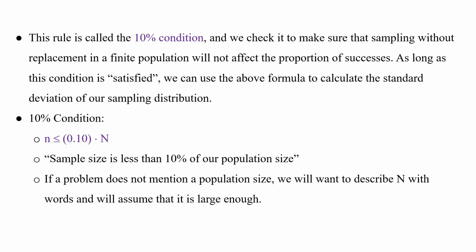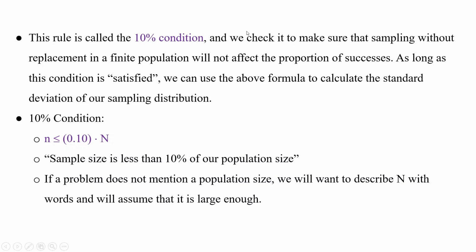And we go on to assume that it's large enough. If my population is all high school students in the United States and I take a sample of 100 high school students, is 100 less than 10% of my population? Yes, absolutely. That is a fair assumption. So we'll set up this formula, but in place of capital N, we'll put words to describe the population and then go on to say it's satisfied and we can use that sampling distribution.